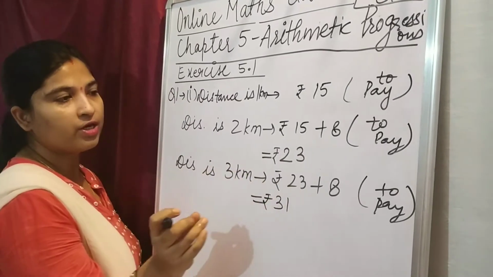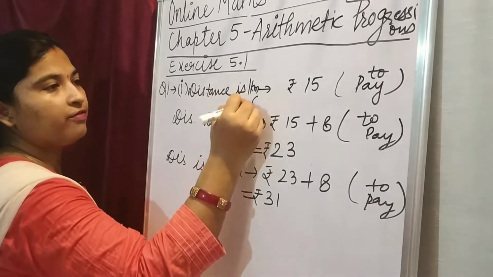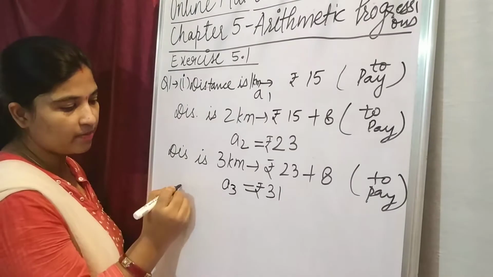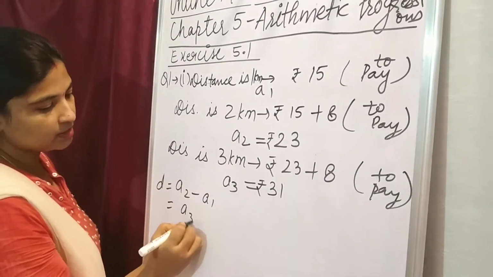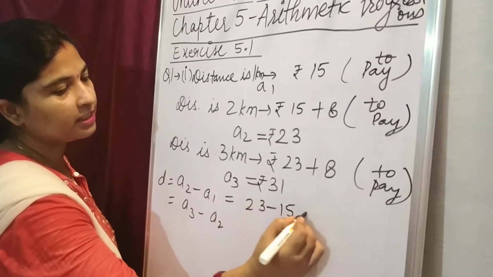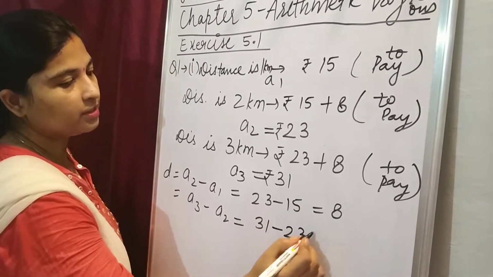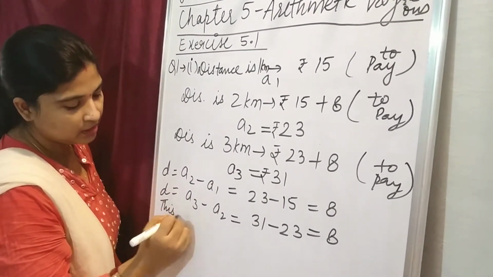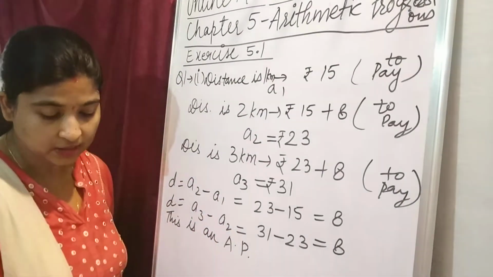Okay, you can check from here only, 23 minus 15. If this is your A1, this is your A2, this is your A3, so D is coming same or not? So A2 minus A1 is D, and A3 minus A2 is also D. So find it. A2 minus A1, 23 minus 15, that is your 8. A3 minus A2, 31 minus 23, that is also 8. So D you are getting same. So this is an AP. This is an AP because common difference D is same.